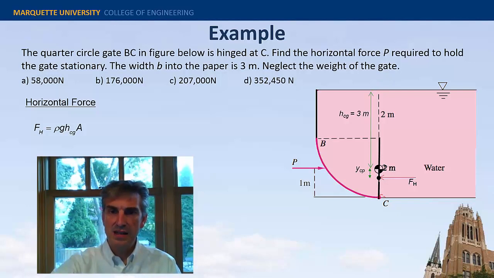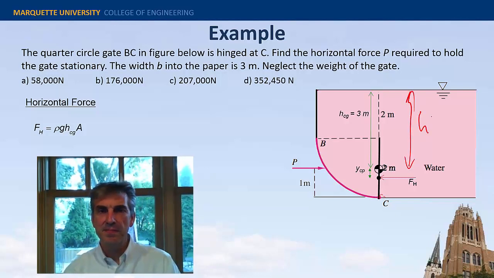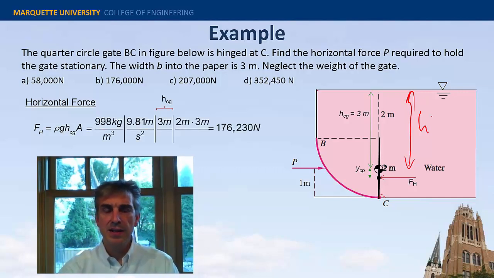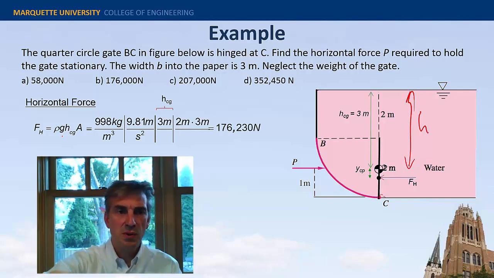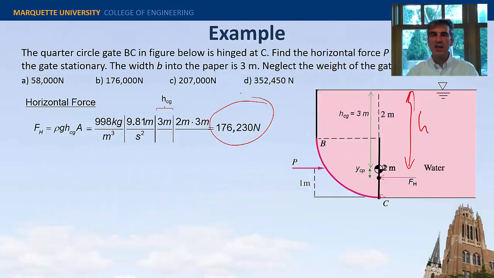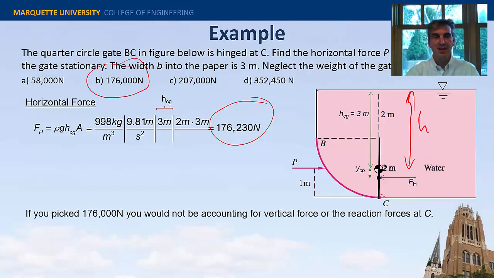So the horizontal force is here, somewhere acting at the CP, some distance YCP below the CG, and the distance HCG is this guy right here. Do you know what that is? Right, it'd be 3 meters, right? So I can calculate this force by just using rho g HCG times A, and I get 176. If you think that is the reaction force P, you could find what you think might be the answer, but of course you would be wrong.